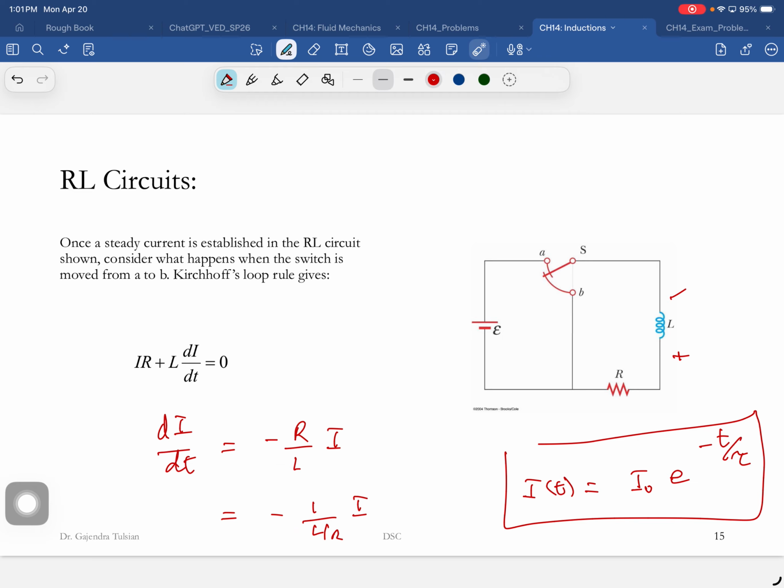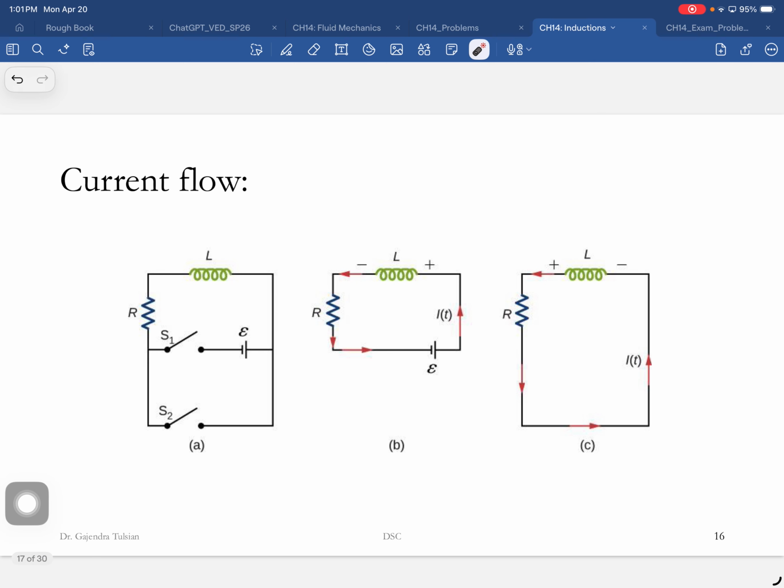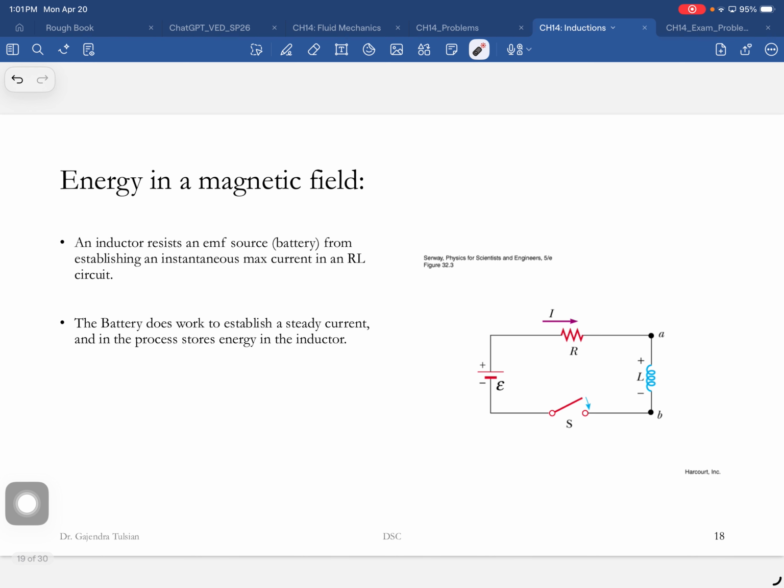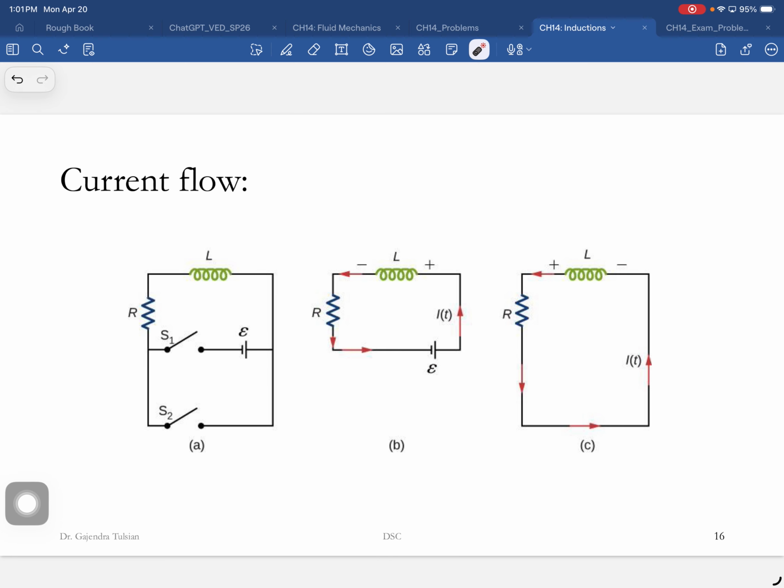So that's the solution to that equation. And that's what this is. Okay. And I naught is just E over R, the initial value of the current. All right, so you saw that this guy is able to store energy, and when you remove the battery, he will pass a current through this circuit for a little bit till he runs out of the energy that is stored in him. Okay, so let's see how much energy is stored in him.